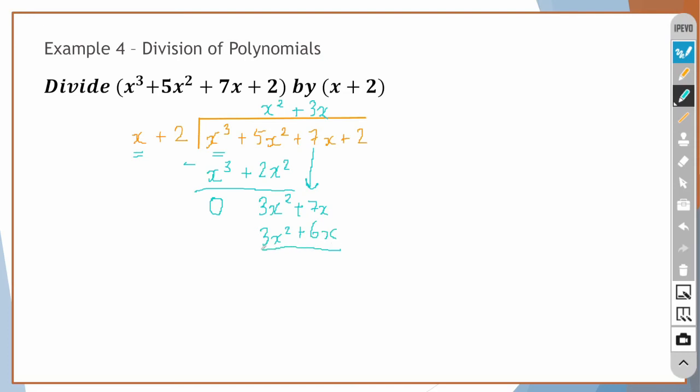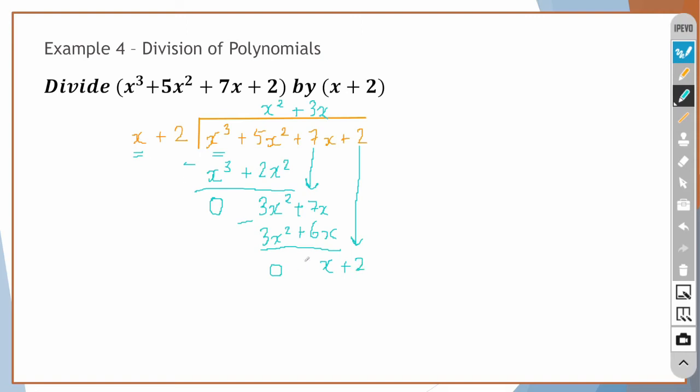And we do the same thing. We subtract these two. So 7x minus 6x gives us x. And 3x squared minus 3x squared will of course give us 0. And again, we just bring this 2 down here. So now we do x plus 2.